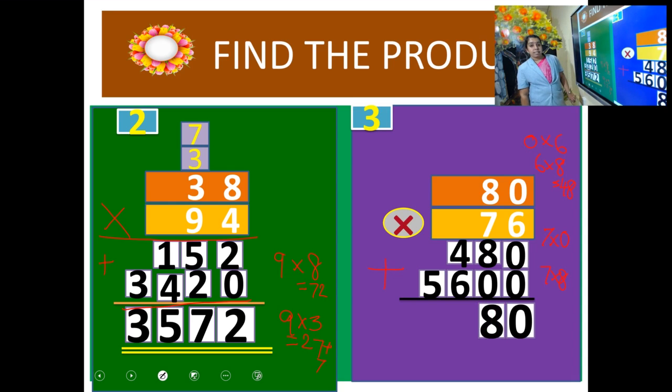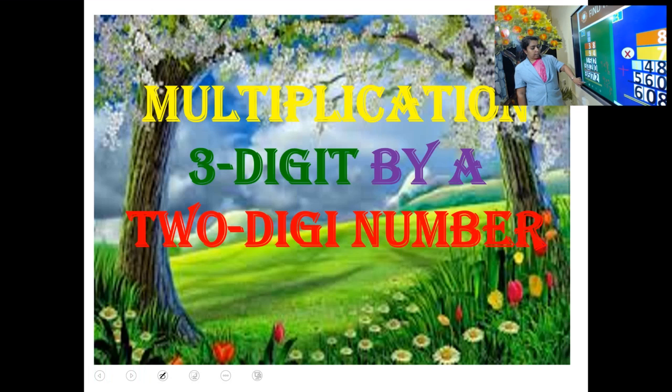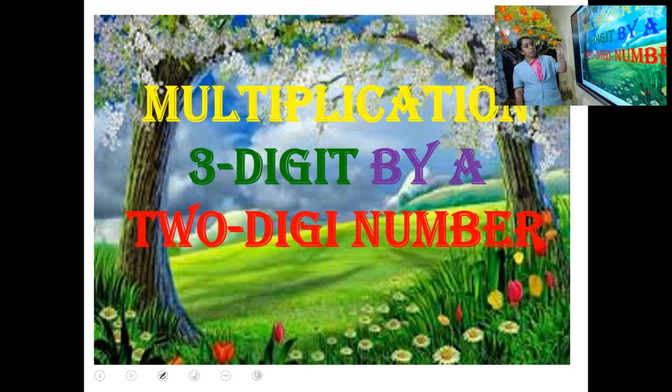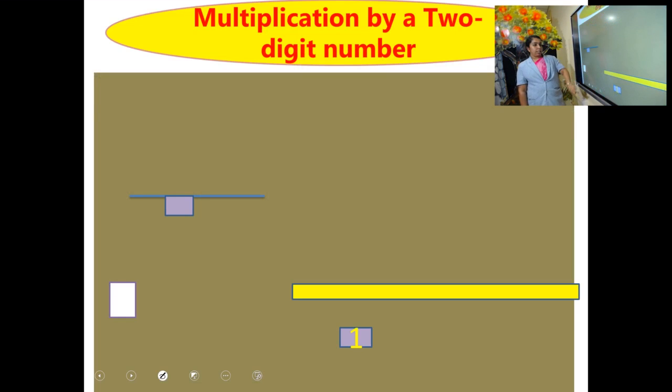Then 4 plus 6, count it. 4 plus 6, how much? Yes, good. 10. So, 0 in the hundreds place, and 1 as the carryover. So, 1 plus 5 is 6. So, your answer is 6080. Clear? Next, we are going to learn the multiplication of a 3-digit by a 2-digit number.